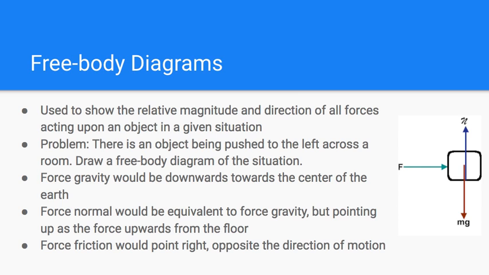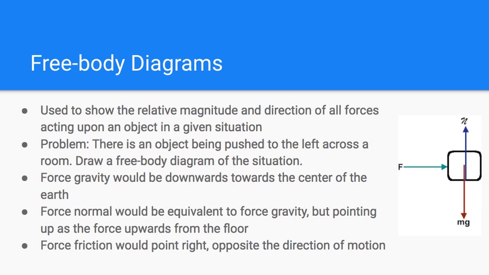Then there are free body diagrams, which are used when you need to solve a physics problem involving balanced forces. So these are used to show the relative magnitude and direction of all forces acting upon an object in a given situation. So let's go over one together. There is an object being pushed to the left across a room. Draw a free body diagram of the situation.